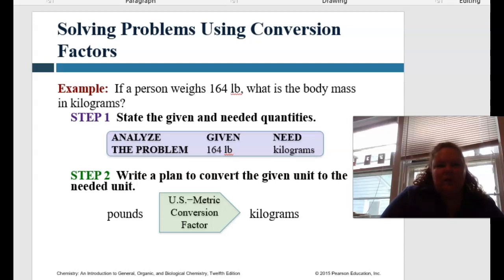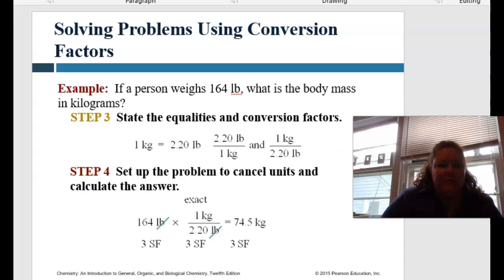All right, so if a person weighs 164 pounds, what is the body mass in kilograms? Let's step back. Step one is to state the given and needed quantities. We were given the weight in pounds, and we need it in kilograms. Step two, let's write a plan to convert the given unit to the needed unit. 1 kilogram equals 2.2 pounds. So again, we can do the flip-flop guide. And then we're going to set up the problem to cancel the units out.